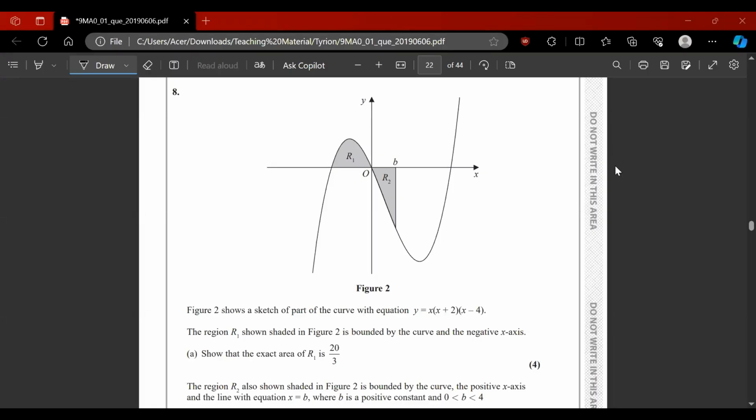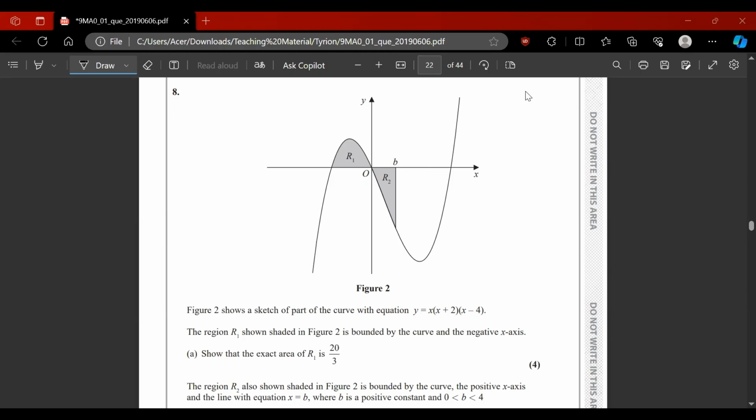In question 8 here, we have a function, and the function is given with the equation y is equal to x times (x plus 2) times (x minus 4). The region R1 shown shaded is bounded by the curve and the negative x-axis. You can see R1. We are asked to show that the exact area of R1 is 20/3.